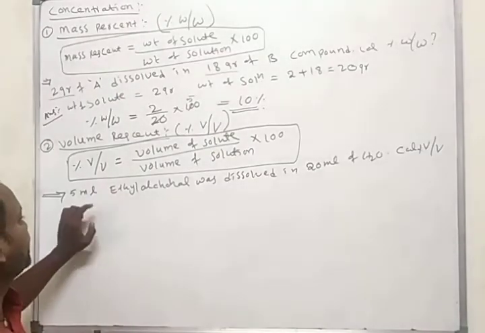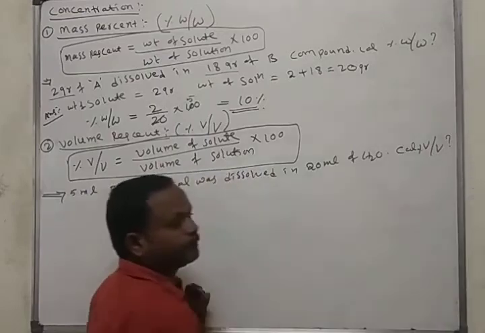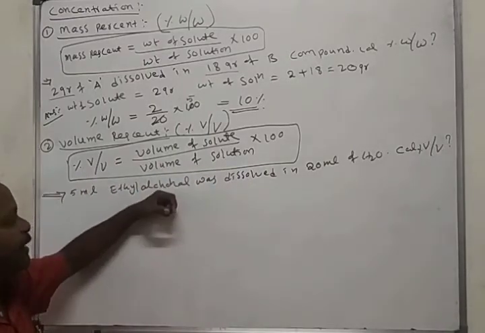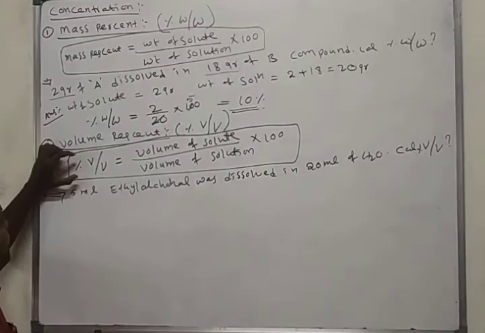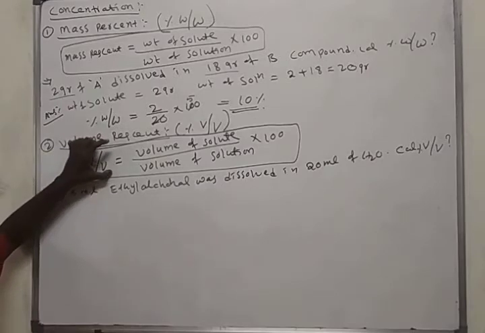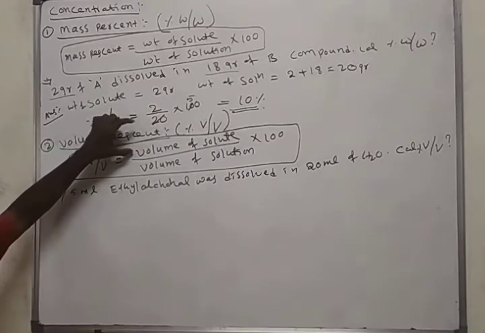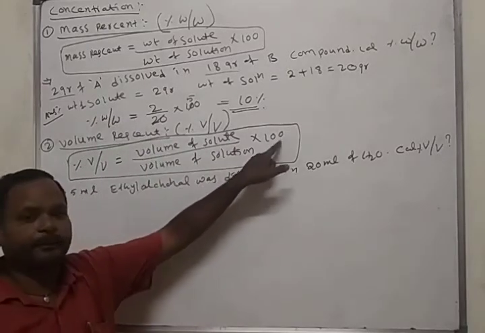How do we calculate the volume percent? What is the principle for volume percent? The percentage of volume, small v by capital V. Small v means volume of the solute, capital V means volume of the solution. It is calculated using this principle: volume of the solute by volume of the solution, into 100.